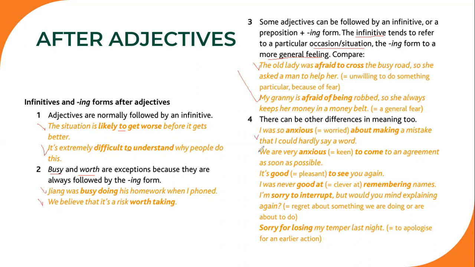Natalia, can you read both examples for anxious? Okay, teacher. I was so anxious about making a mistake that I could hardly say a word. And we are very anxious to come to an agreement as soon as possible. Okay, so with the adjective anxious, when I say anxious about doing something, anxious about flying, or I feel anxious about traveling abroad, okay? This means that I feel worried, okay? So what is this, positive or negative?